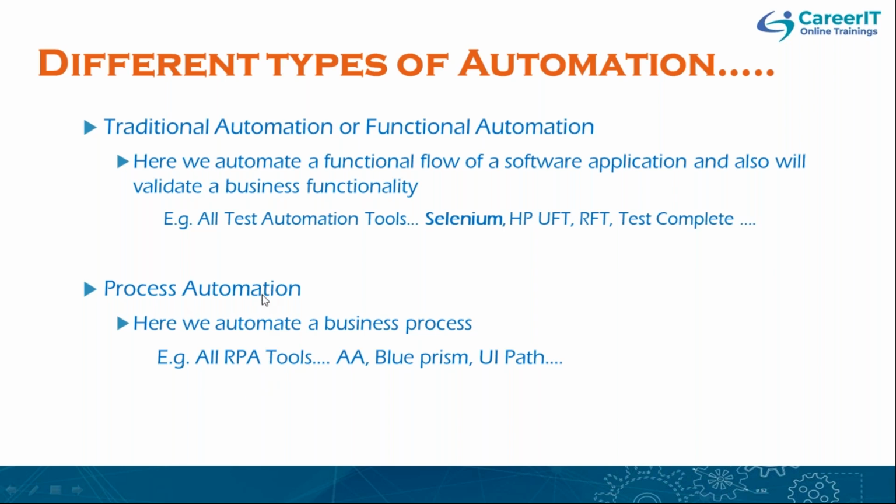This process automation, and one more thing, is not limited to test automation. It's not limited to software testing. This can be used anywhere, in the development phase or in the maintenance phase or anywhere. We can use this process automation. It's not specific to software testing. But test automation or traditional automation is purely specific to our software testing industry. Okay, so these are the different types of automation.